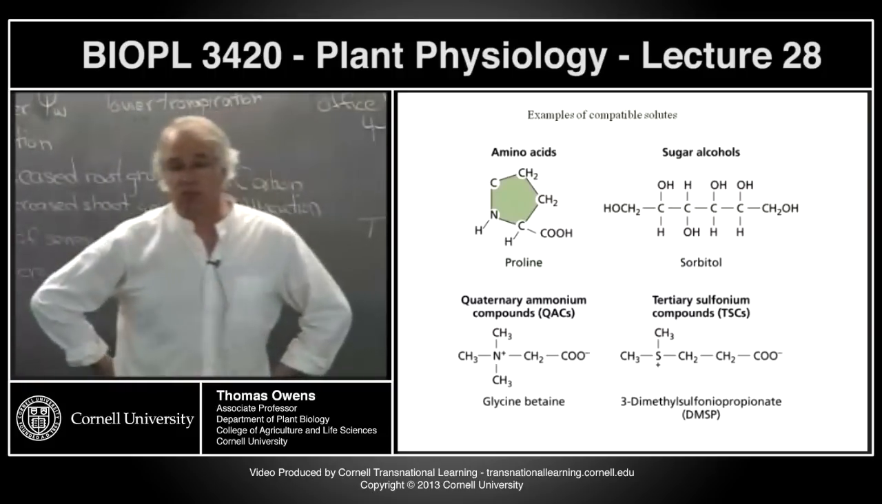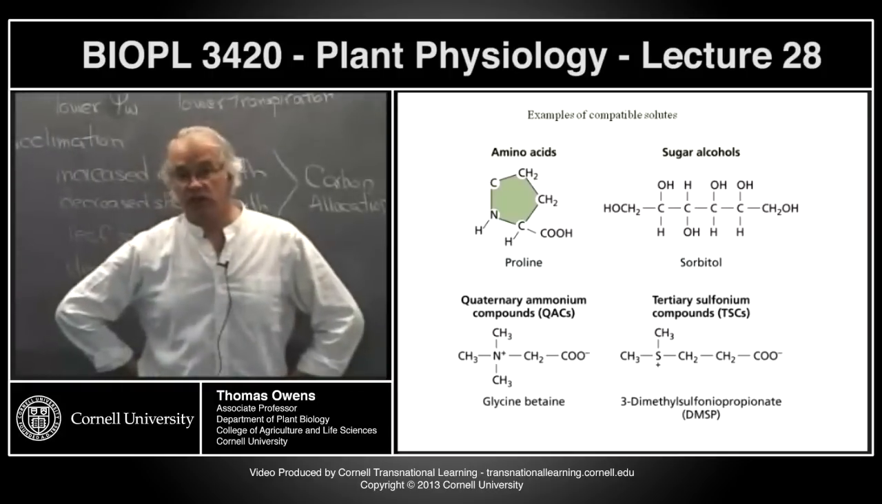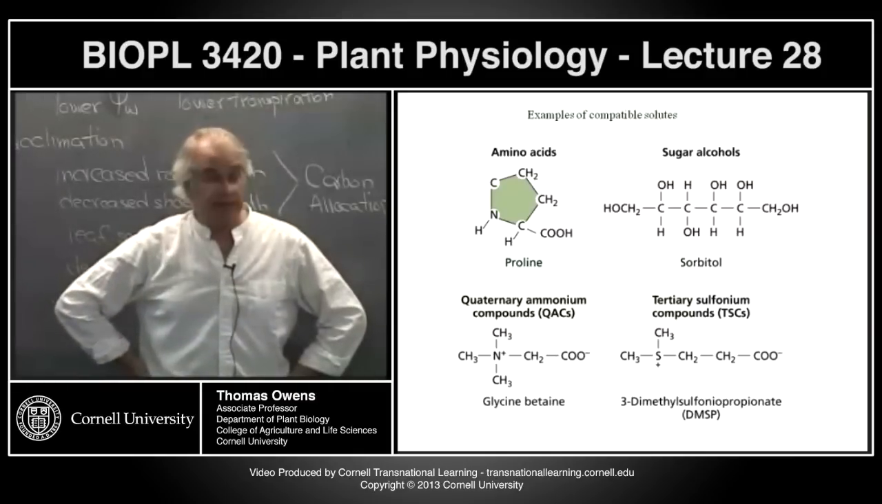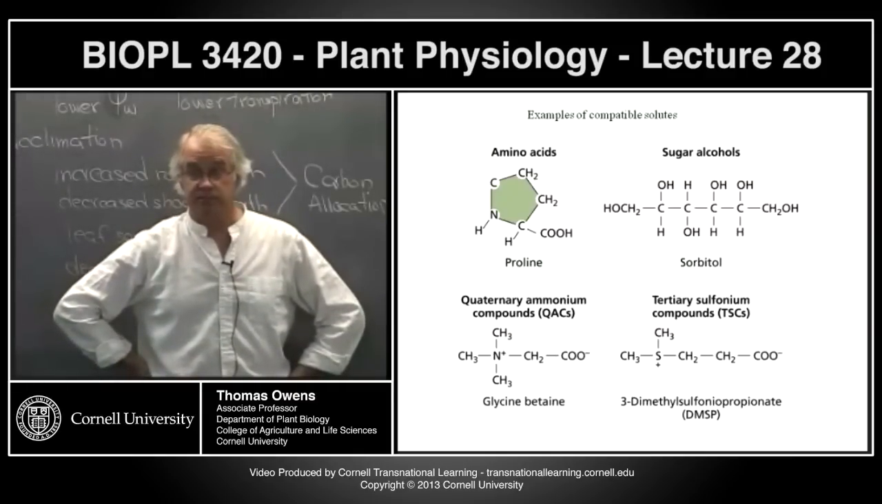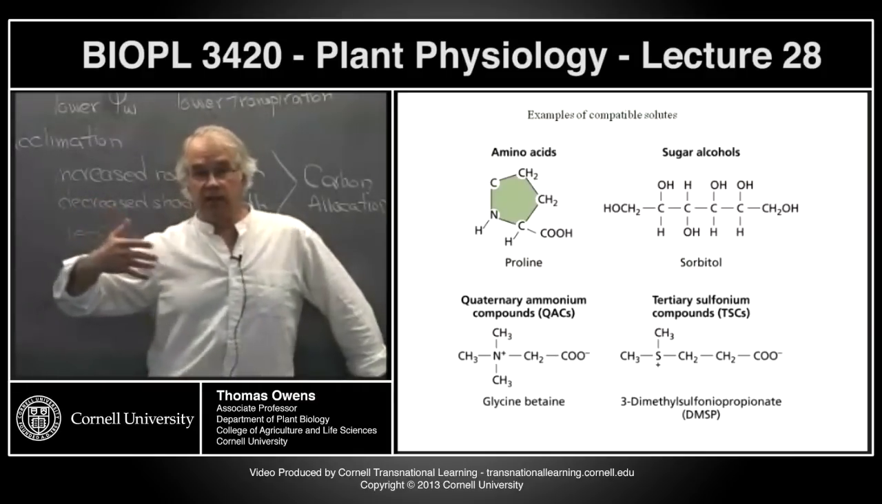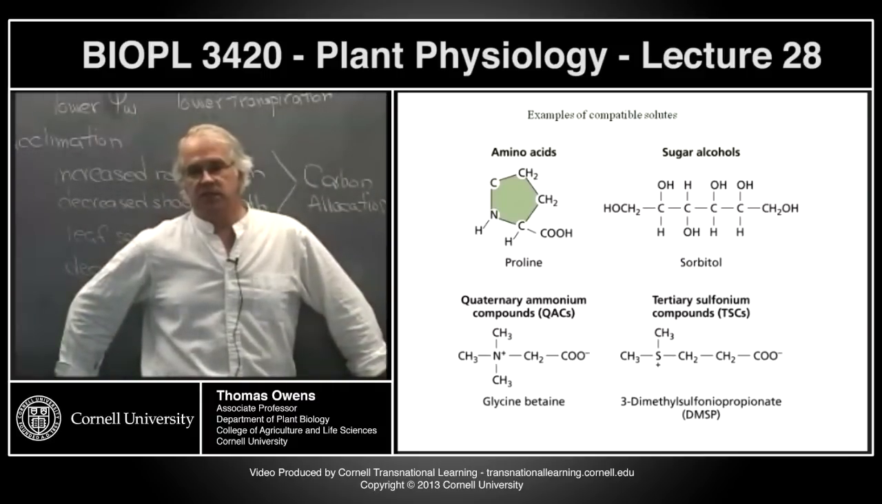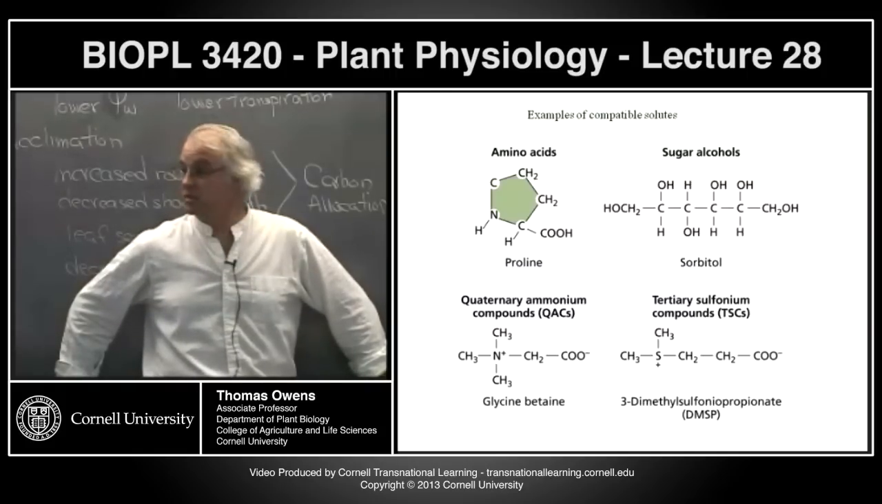Plants that see short-term water stress often accumulate proline, although there's lots of other examples here. Glycine betaine is another one that accumulates. So these compatible solutes don't interfere with all the normal things that the cell does, but lowers the solute potential, so it decreases the likelihood that water will be lost from cells.